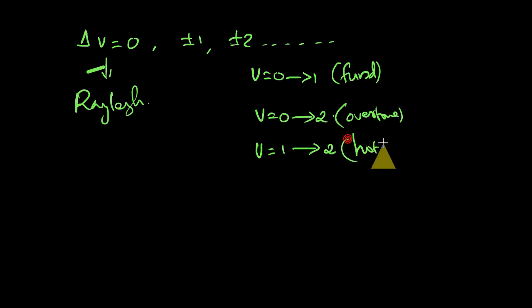Hot band, because this transition can be obtained only if the molecule is heated. At that time, the first vibration level, V equal to 1, will be populated well, and we can see transitions from the V equal to 1 level. That is why it is called a hot band, because that band arises only at a higher temperature. So these are the common vibrational transitions we have already learned in vibrational spectroscopy.